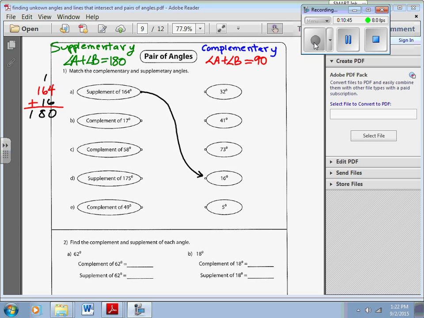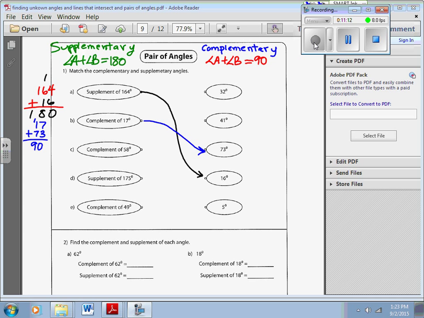All right, what's the complement of 17? So 17 plus what number will give me 90? 73, okay, so let's check it. 7 plus 3 gives me the 10, carry over the 1. 7 plus 1 is 8, plus 1 is 9, matches perfectly. So 17 and 73, everybody got that one?